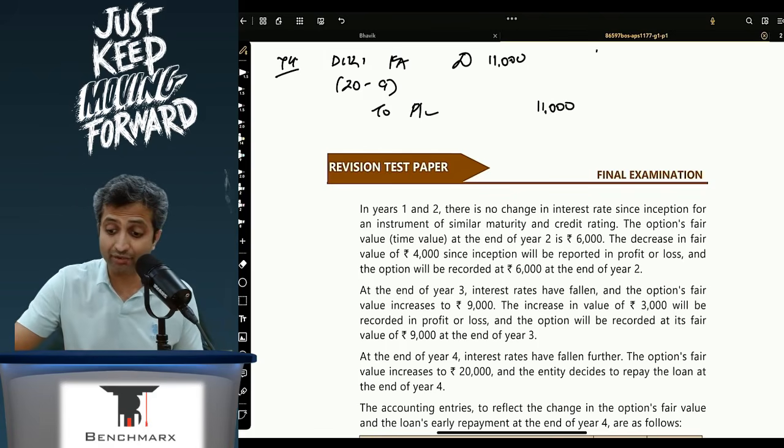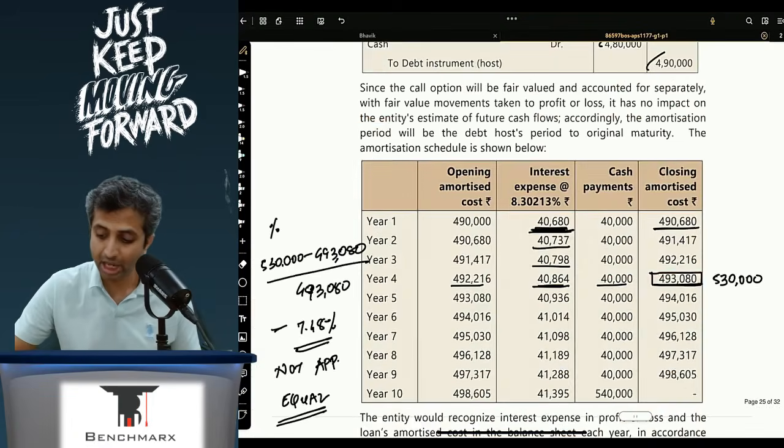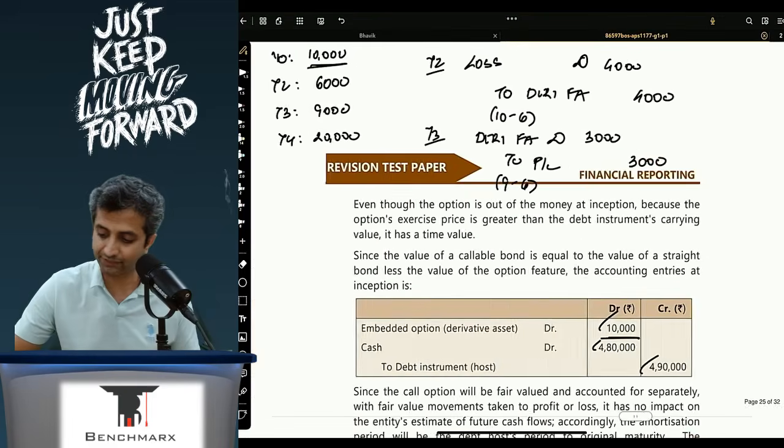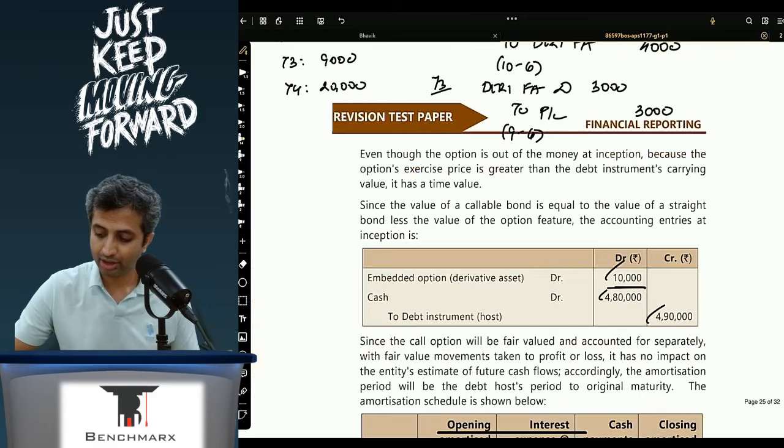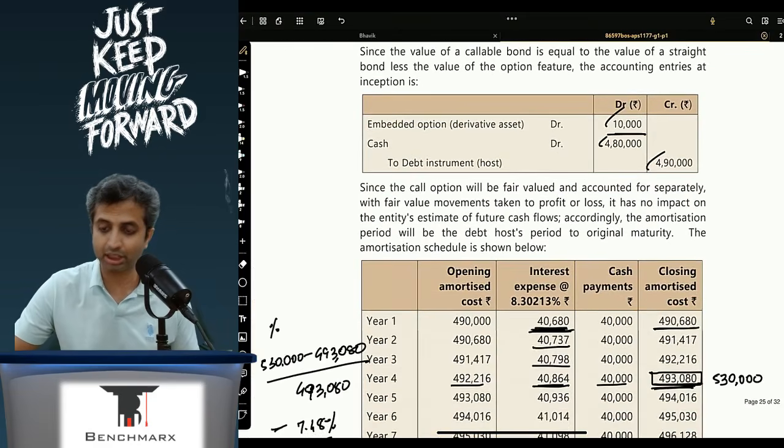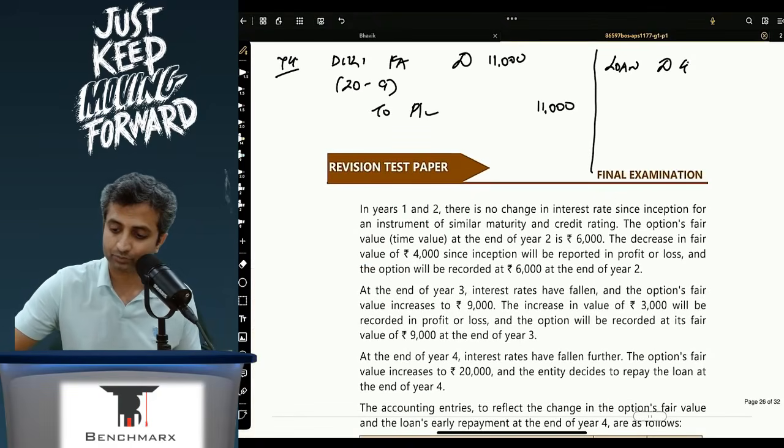Now the derivative comes at 20,000, and you have decided to exercise the prepayment option. If you have decided to exercise the prepayment option, the loan will be debited. What is the loan amount, sir? I started at 4,90,000, but now I'm at 4,93,080. So over here, this is 4,93,080.